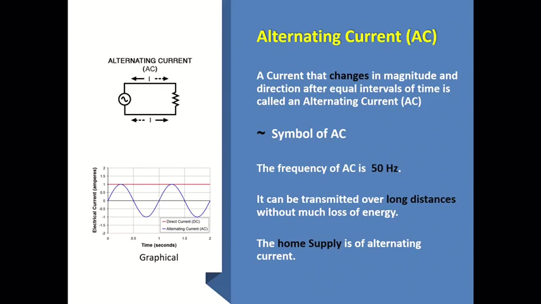When the electric power is transmitted over a long distance, it is beneficial to have it in the AC form, as it results in minimum power loss during transmission. At home, we use the alternating current.